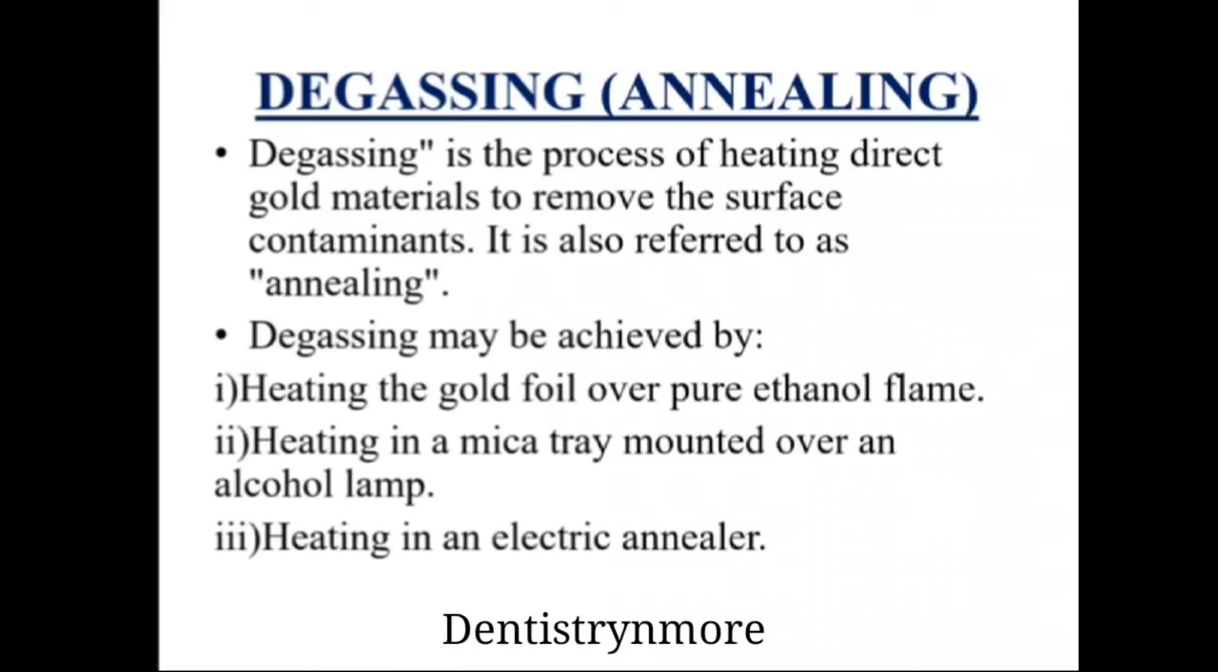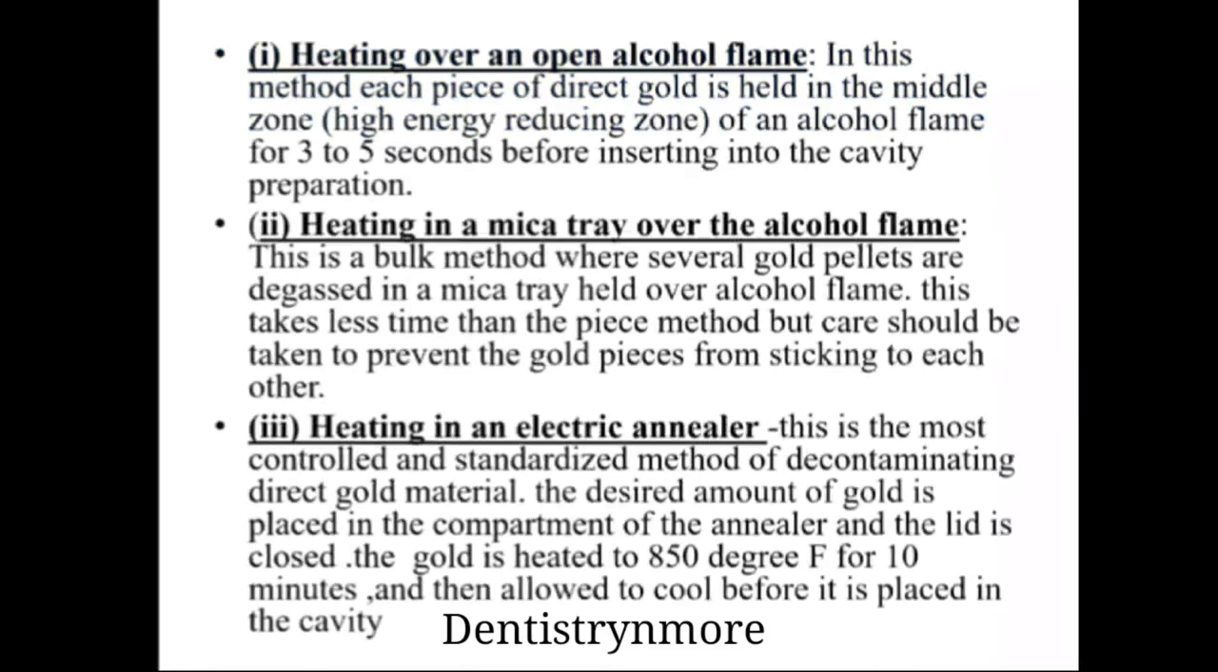Next question was degassing. It is also called annealing. It is a process of heating direct gold materials to remove the surface contaminants. It can be achieved in three ways, that is by heating the gold foil over a pure ethanol flame, or heating on a mica tray mounted over an alcohol lamp, or by heating in an electric annealer. So here you can see the methods. First one is heating over an open alcohol flame. Next one is over a mica tray that is placed over the alcohol flame, and also by heating in an electric annealer.